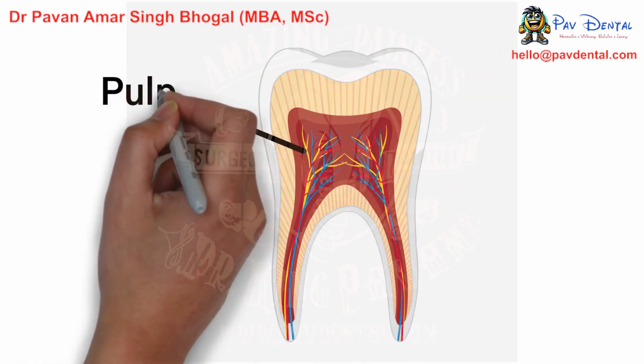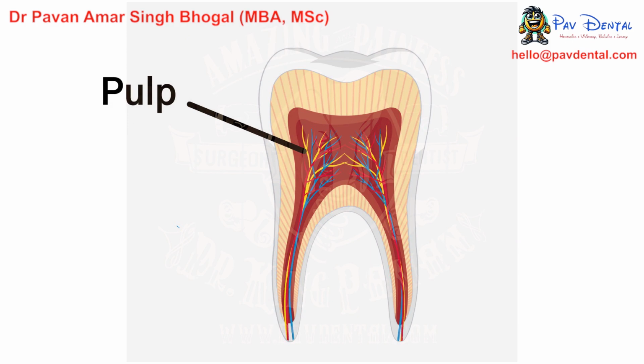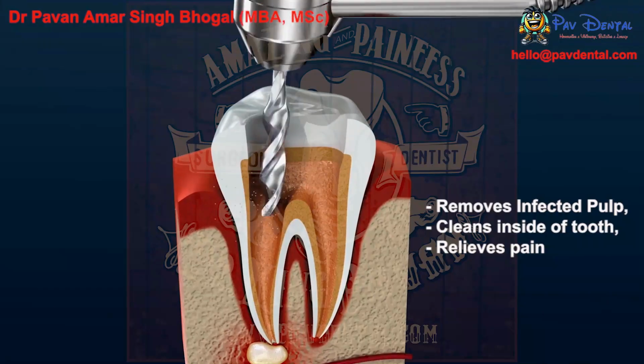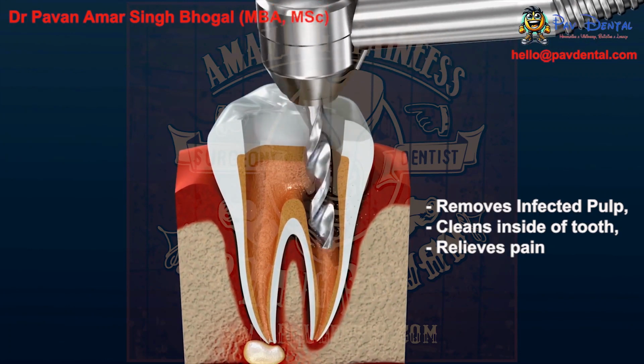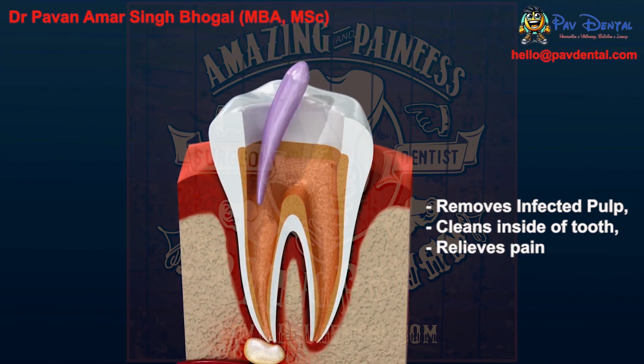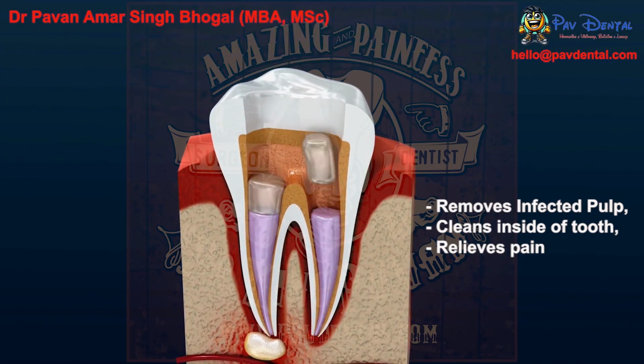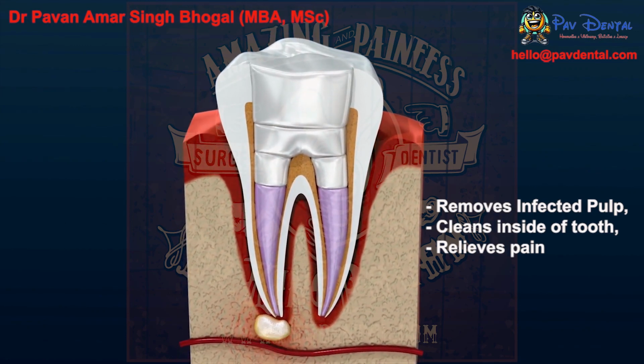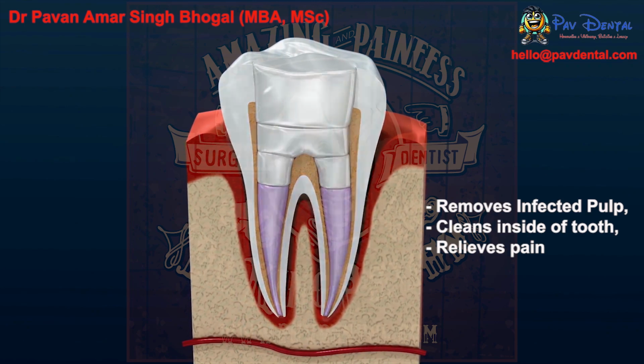The inside of your tooth, called the pulp, contains nerves and blood vessels. When this area gets infected, it can cause pain and swelling. Root canal treatment removes the infected pulp, cleans the inside of the tooth, and seals it up. This relieves pain, stops the infection from spreading, and saves the tooth.